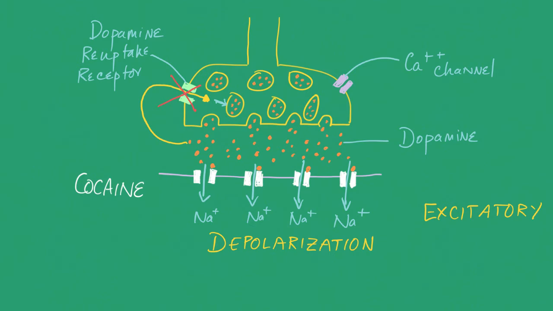Cocaine blocks the dopamine reuptake receptor, thereby blocking the return of dopamine to its synaptic vesicles. So the levels of dopamine increase greatly in the synaptic cleft, thereby producing a very high level of pleasure, which is your characteristic high from cocaine.